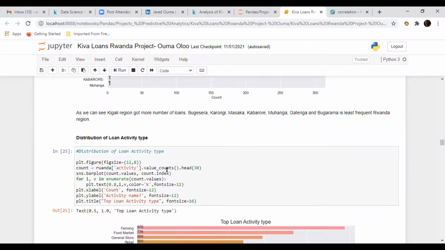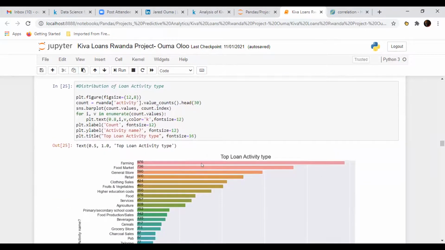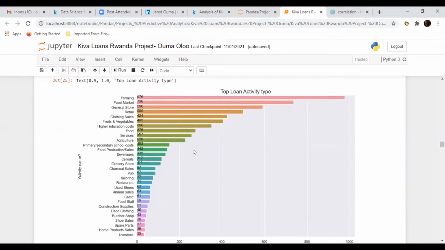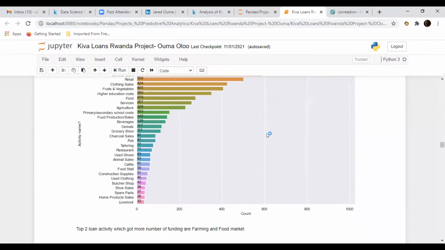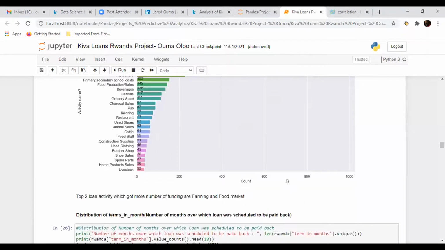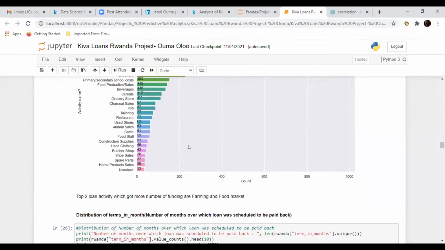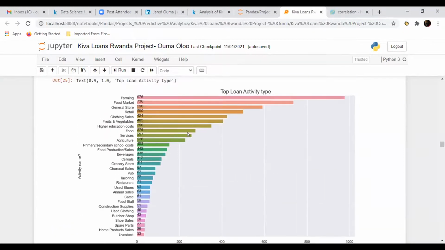Then we went ahead and I did a distribution of loan activity types. So here is where the use came in. So the activity name and top loan activity and the number of counts. So you can see the top two loan activities which got the most funding are farming and food market. Farming is here at 976, followed by food market at 736.